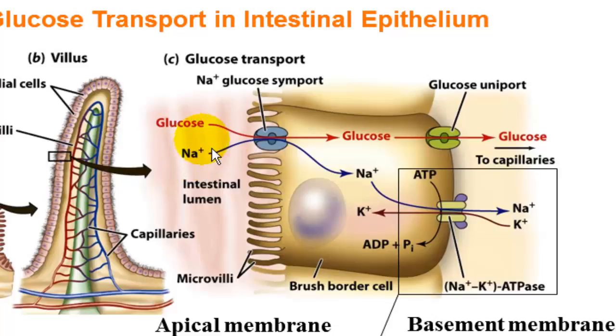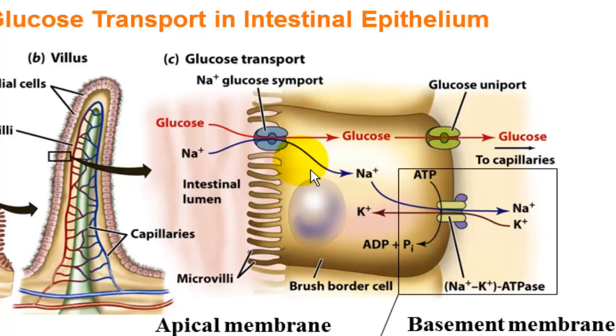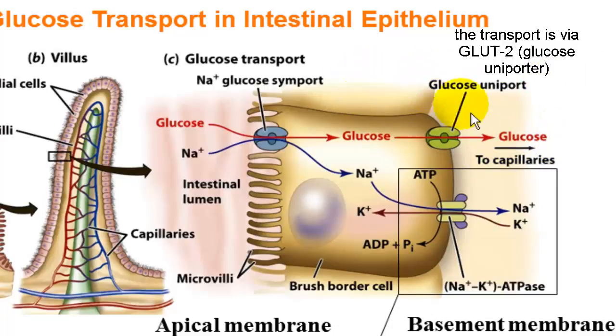It actually transports 2 sodium ions in, and glucose comes along for the ride. So that sodium ion goes down its concentration gradient. So we would expect that to be favorable from an energetic perspective. Now, this is a method to bring glucose into the cell. Now what happens is that glucose molecule gets transported out from the intestinal epithelial cell to the capillary network. And the molecule that does that is this uniporter, the glucose uniporter.